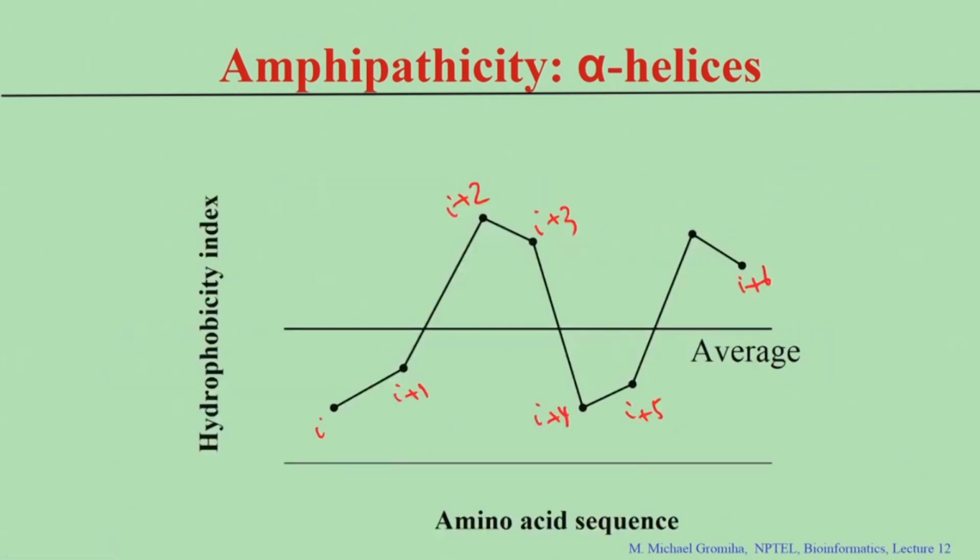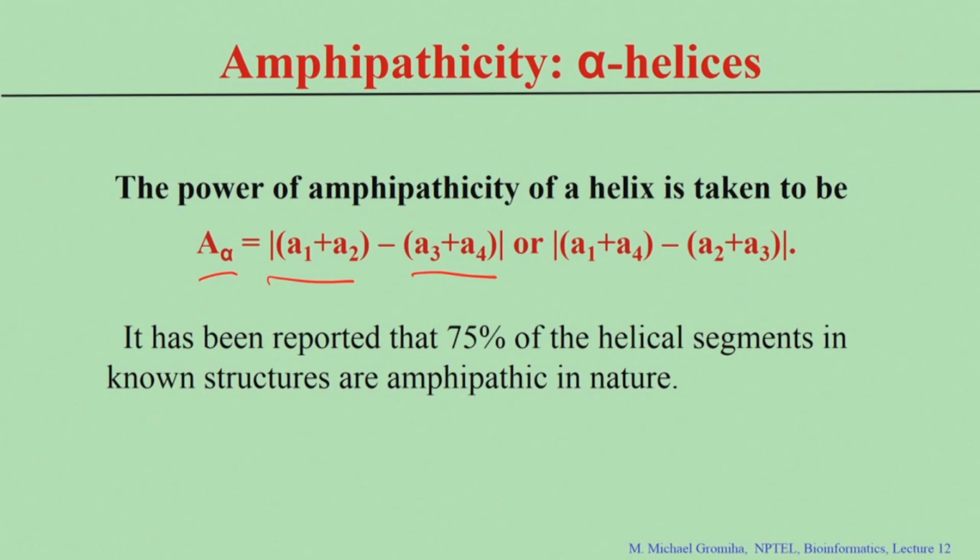In this case, take these numbers as 1 and these numbers as 2, right. Okay, this is I plus 6 and this is I plus 7. So, then take the difference, this will give you the power of amphipathicity. You can see the A alpha is either A1 plus A2 minus A3 plus A4, or A1 plus A4 minus A2 plus A3, in this case, right.